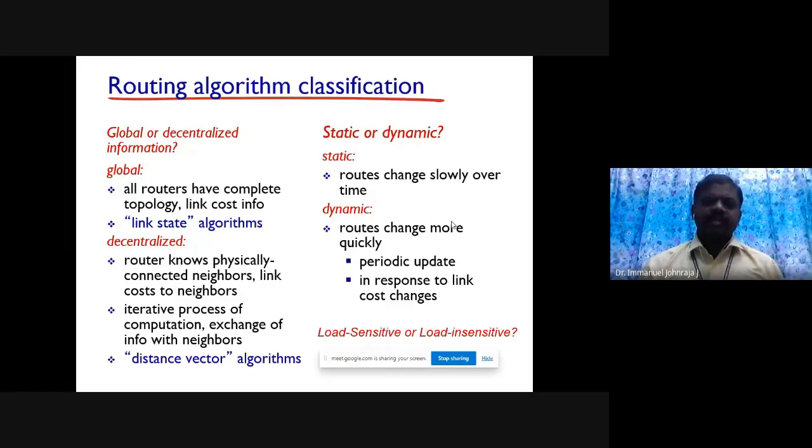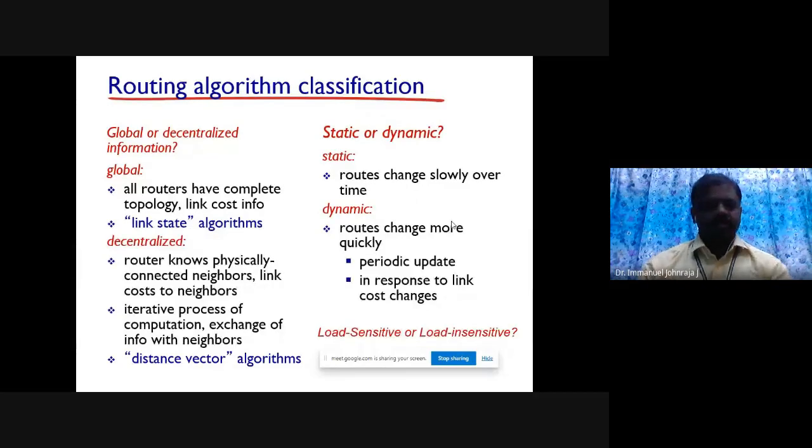The third kind of classification is whether it is sensitive to load or not. But never mind about load sensitive or load insensitive, because of the higher performance of the links which we have at present, and also the speed of the link and the reliability, load sensitive or load insensitive is not at all a matter.